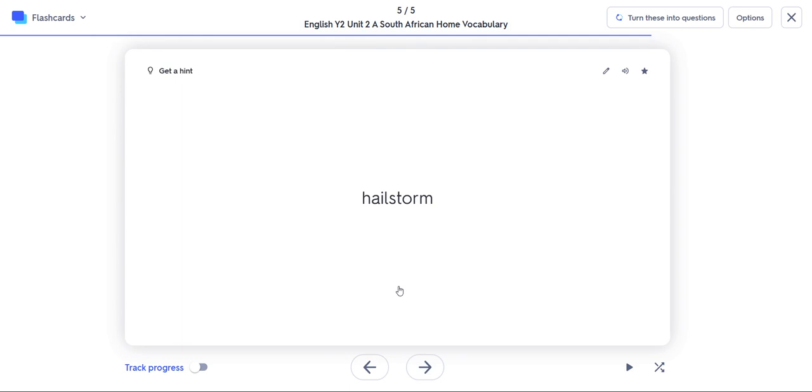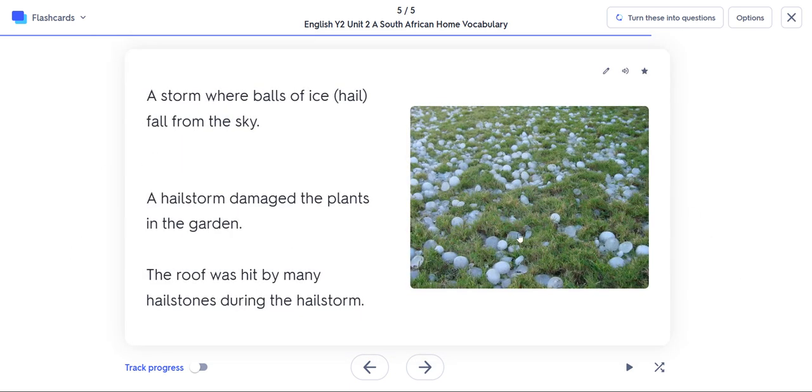Hailstorm. Oh, look at this. A storm where balls of ice fall from the sky. A hailstorm damaged the plants in the garden. The roof was hit by many hailstones during the hailstorm.